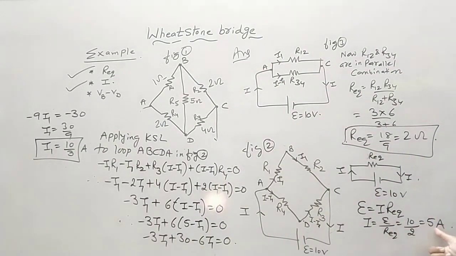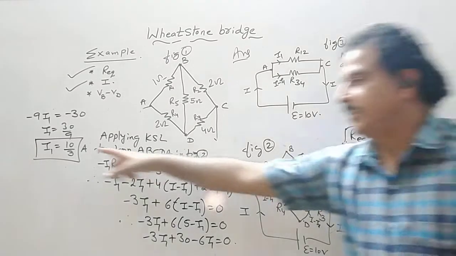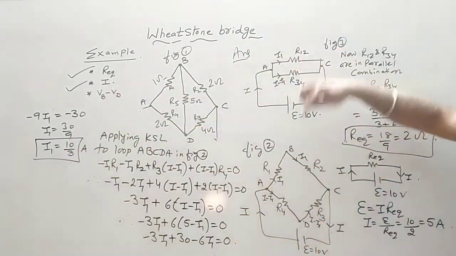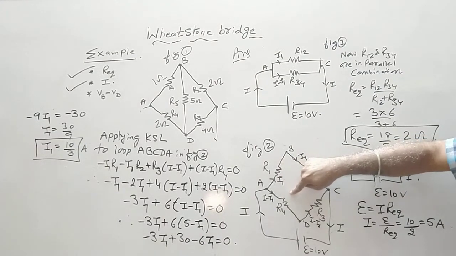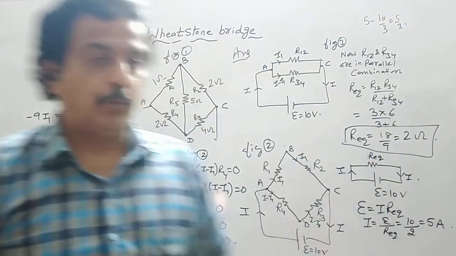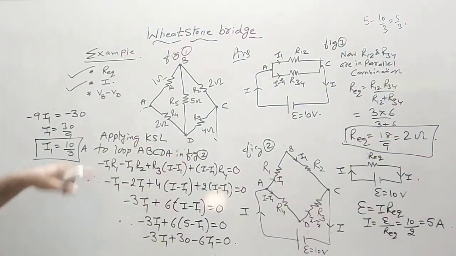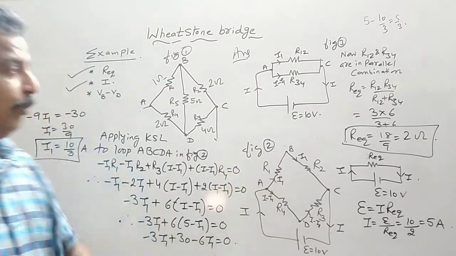So total was 5 ampere. Out of that, I1 is 10 by 3 ampere. So the remaining portion is the current flowing through R4. That should be 5 minus 10 by 3, which will be equal to 5 by 3. See, I need to find out the potential difference between B and D, so I should know the value of the current flowing in the circuit.